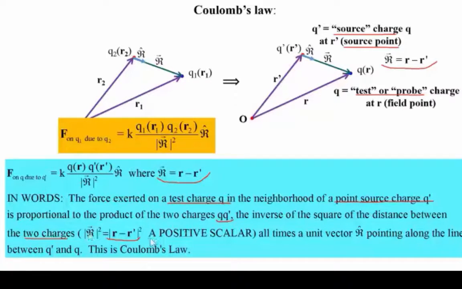This is a positive scalar at all times, and the unit vector R hat points along the line between Q prime and Q. So this is a repeat of Coulomb's law, and it's clear that we know where the force is acting. It's acting on Q. We know the source, which is Q prime. So this language is important when we start talking about electric fields.